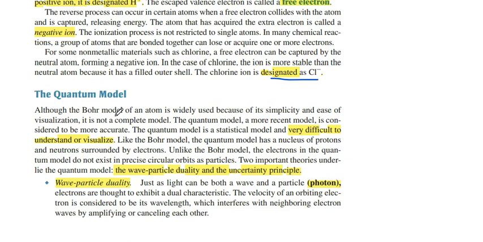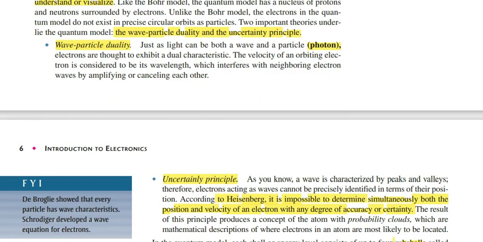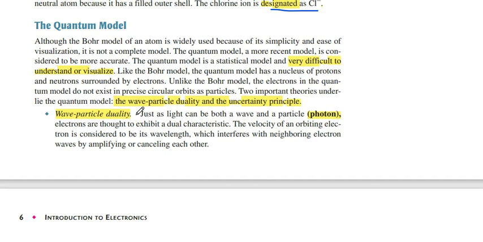In the quantum model, there are two points: wave particle duality and uncertainty principle. Wave particle duality shows that light moves in particles like photons, and electrons also have these dual characters, having a wavelength and also being particles. So both have the same type of characters, dual characters, wave and particle.